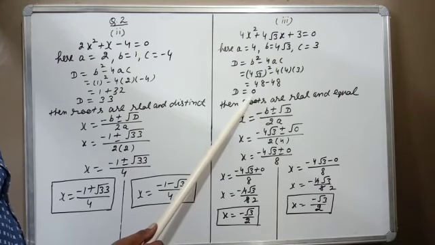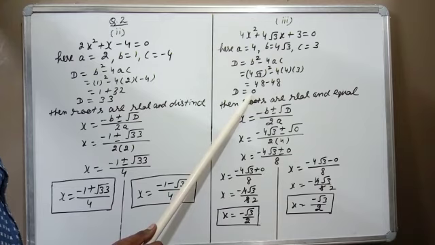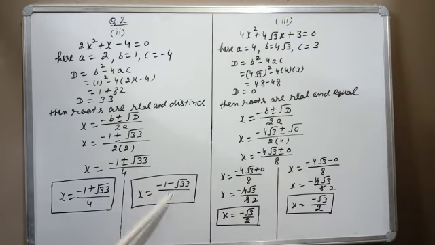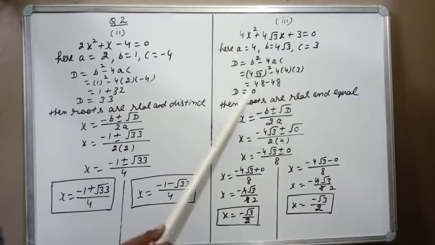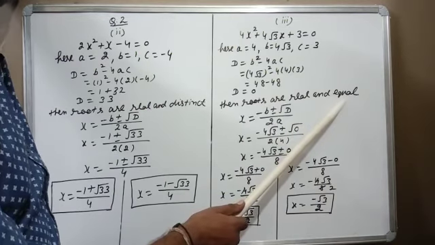48 minus 48 is 0. Now this is the second case. When the value of D is 0, then we can write that the roots are real and equal. Distinct means these two answers will be different. If the value of D is 0, when you solve, you will find that both answers are the same.